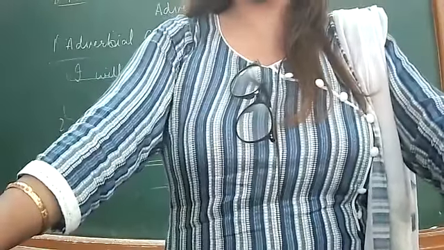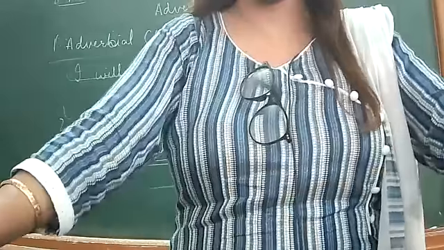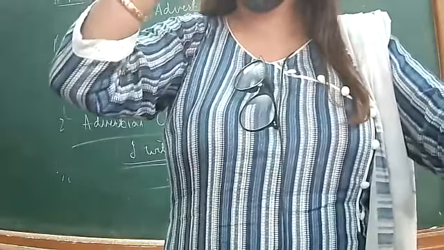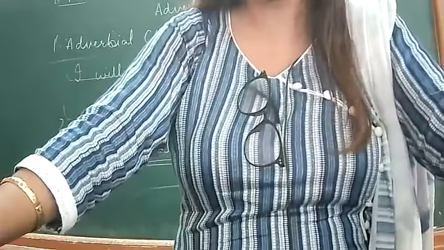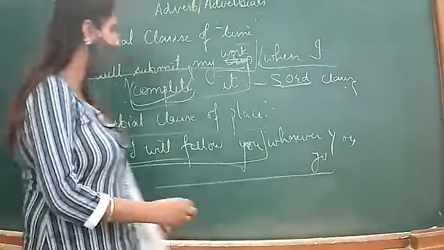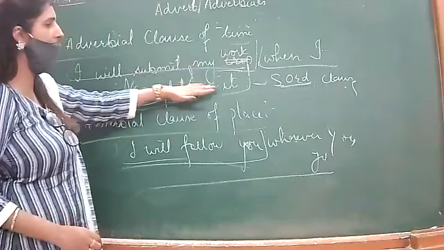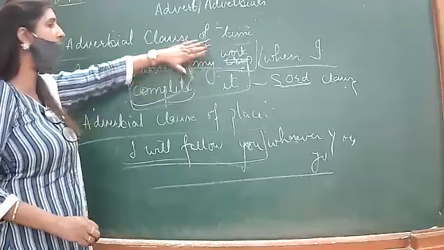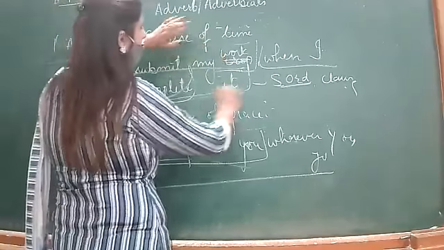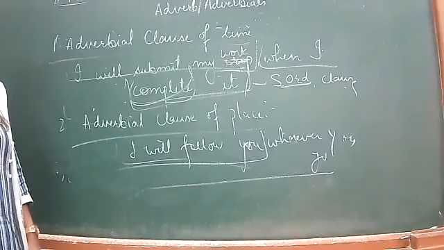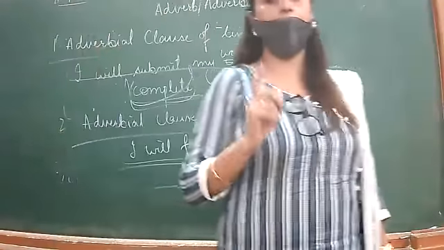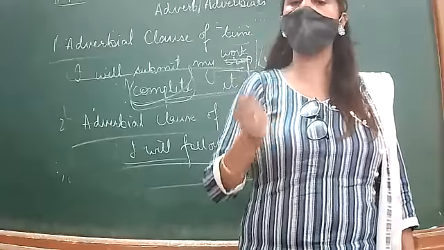Ma'am, I have a doubt. Yes, beta. Ma'am, in the adverbials we have done, do we only have to underline the dependent clause or the principal clause? You will underline the dependent clause. The dependent clause contains the adverbial clause. Suppose I write: I will submit my work when I complete it. So here, what is the principal clause? I will submit my work. This you won't underline. You will underline when I complete it because it is the dependent clause. You do not underline the principal clause because the principal clause won't be an adverbial clause. An adverbial clause will always be a subordinating clause.